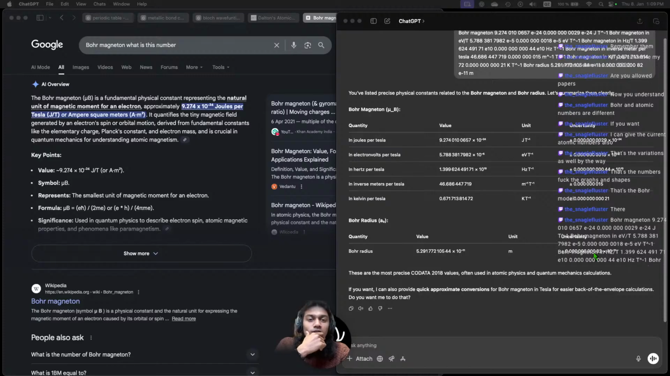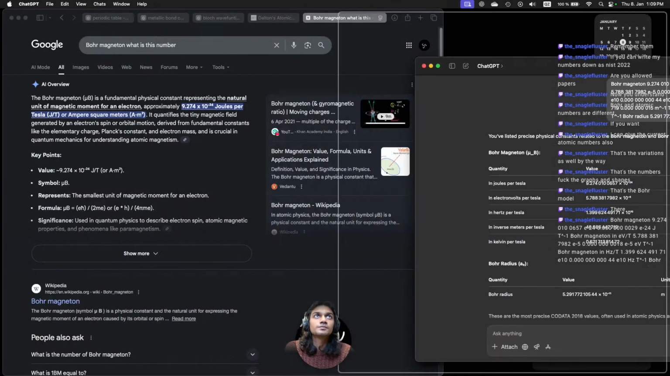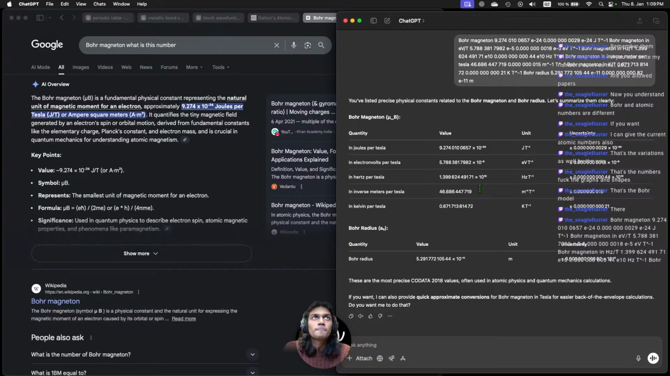I really gotta say, Snaggle Fluster, you just introduced me to the Bohr magneton and Bohr radius. I thought the name Bohr ended with the Bohr model. I'm kinda new to this topic. Could you explain what these numbers mean?